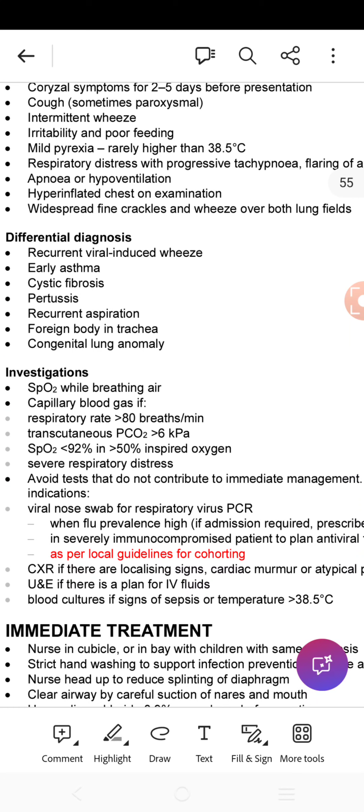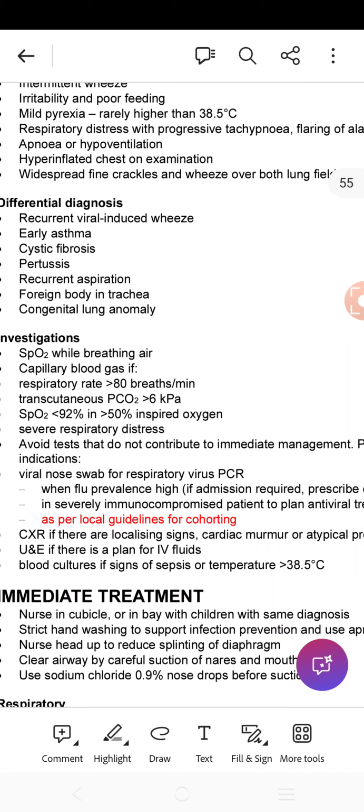Some other relative indications for admission: if the child has risk factors, as I discussed before, such as congenital heart disease or chronic lung disease, or if the parents are not satisfied, or the child came from an area where emergency hospitals are not present. In these conditions, you can also admit these patients.